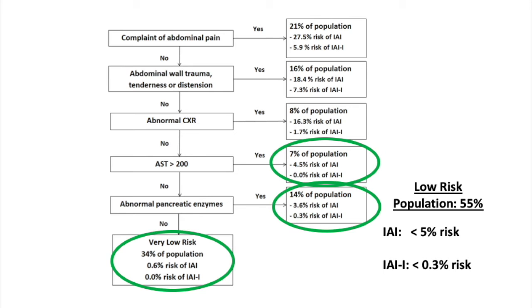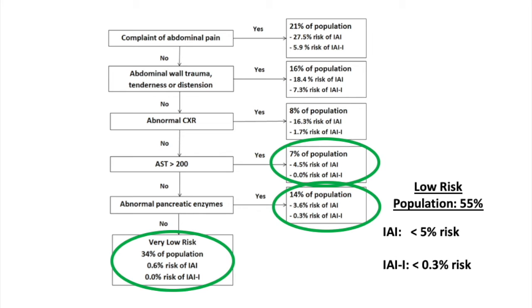As you can see from the slide, approximately 1/3 of the patients were identified as very low risk, meaning none of the variables were positive. Those patients had a 0.6% risk of an intra-abdominal injury, and a 0% risk of intra-abdominal injury requiring intervention.